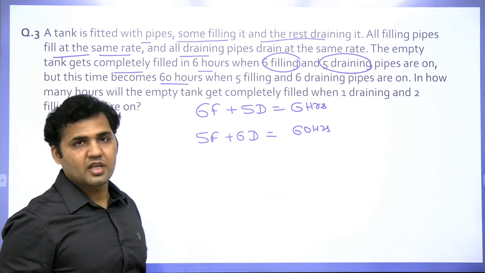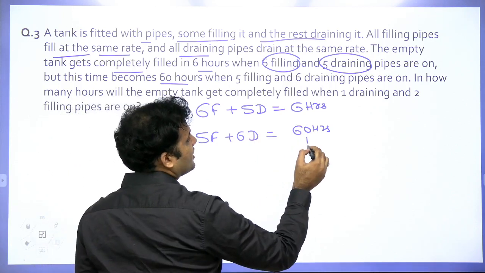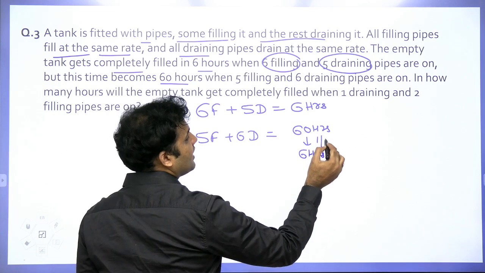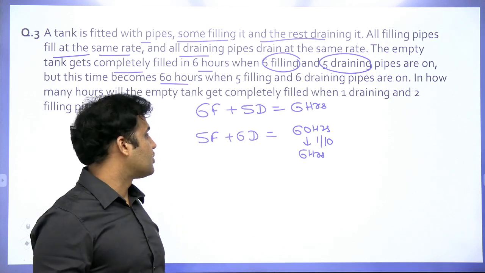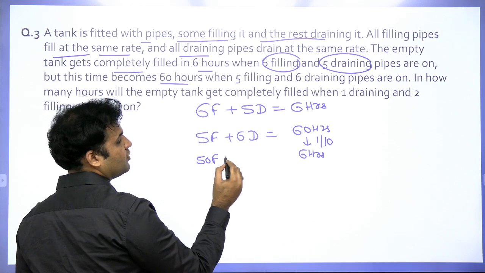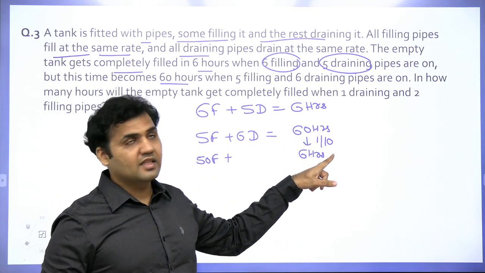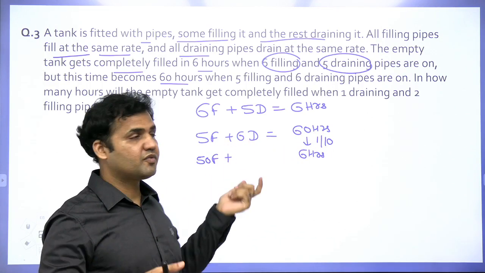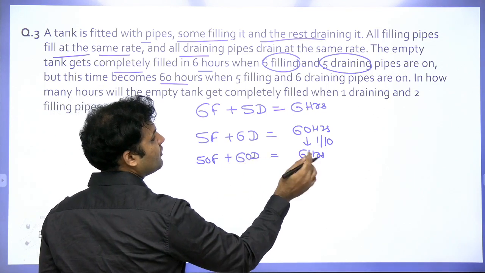Now I have just explained the approach. Try to make this time as equal. If I want to make this time 6 hours, that means I want to reduce it by 10. That means my labor has to be 10 times now. So instead of 5 filling, I will have 50 filling pipes. I have to multiply it by 10 because I want to reduce my time to 1/10. If I want to divide the time by 10, I'll have to multiply the number of pipes by 10. So 50 filling plus 60 draining taps are doing the work in 6 hours.